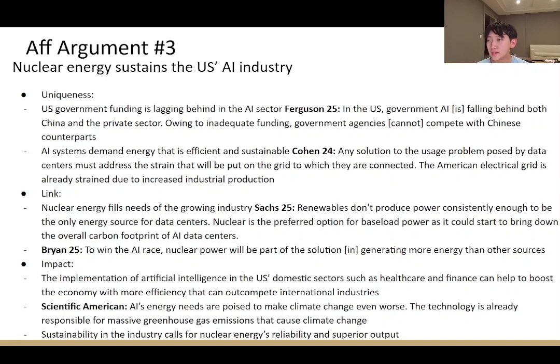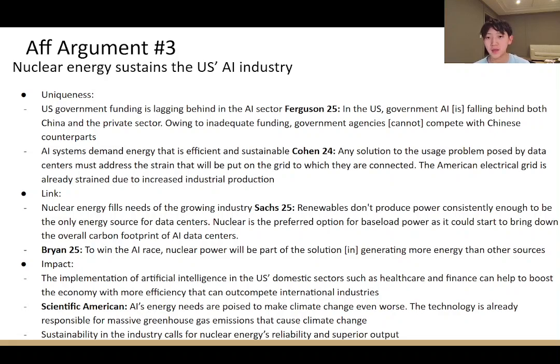Also, AI systems demand energy that is efficient and sustainable. According to Cohen24, any solution to the usage problem posed by data centers must address the strain that will be put on the grid to which they are connected. The American electrical grid is already strained due to increased industrial production. So, as we as a society grow, we require more energy, which puts a bigger strain on our grid, right? Because guess what?